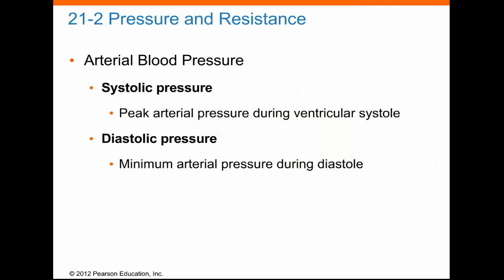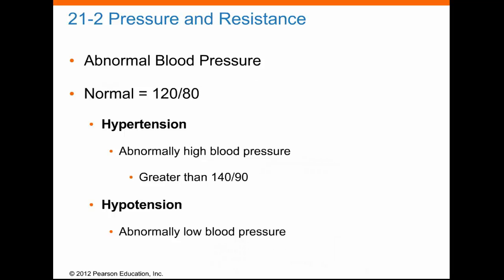Arterial blood pressure: the systolic pressure is the peak arterial pressure during ventricular systole. Diastolic is the minimum arterial pressure during diastole. All right, so now we have an understanding of what blood pressure is. Remember, we have the two readings, the systolic over the diastolic. We have normal and abnormal blood pressure. The normal range for blood pressure for an adult is about 120 over 80.